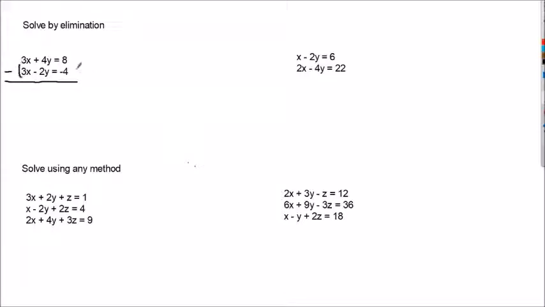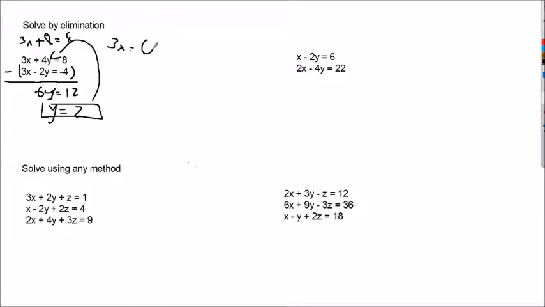So now we have minus this whole equation. 3x minus 3x is just 0, so we're not going to put anything. 4y minus 2y, so that's plus 2y is 6y. And then 8 minus negative 4 is 8 plus 4, which is 12. So then y equals 2. Now we can put the y back in here. We'll get 8 equals 8 plus 3x. So then we'll get 3x equals 0. So x equals 0. So the solution is 0, comma 2.